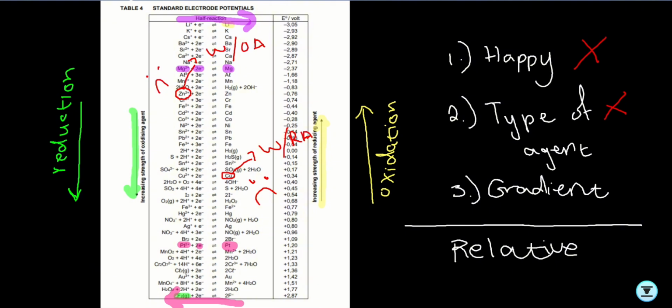And then in terms of gradient, if we are to draw our gradient between these two, it goes down. It's a negative, wait, let me put that in red. It is a negative gradient. So that is definitely not good, and it shows us that once again it is a non-spontaneous reaction.